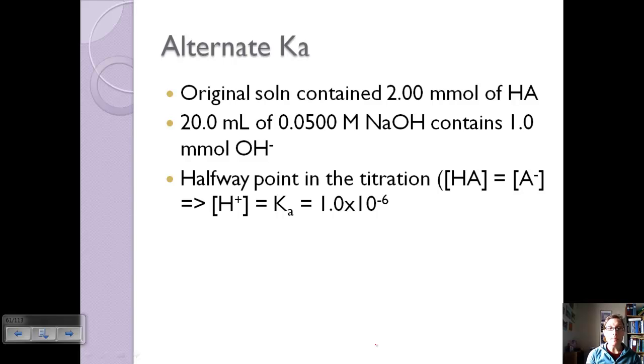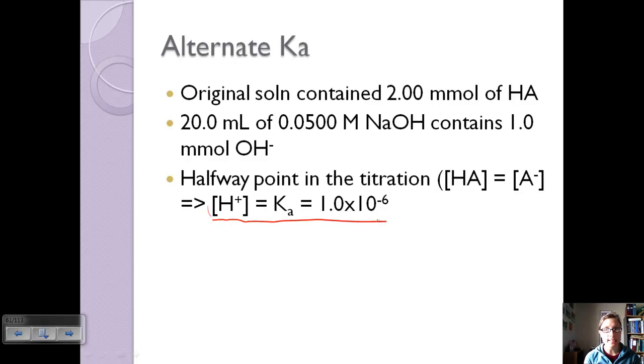And so if you remember from the previous section when we had the situation where the concentration of the acid and the conjugate base were equal, this was halfway to the equivalence point, or basically the halfway point. And at that halfway point, the concentration of the H+ was equal to Ka.